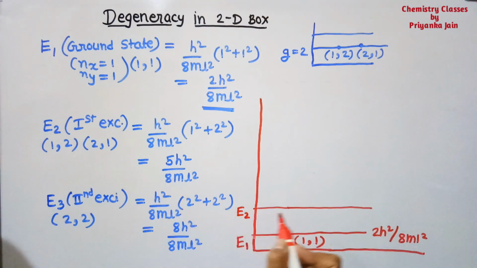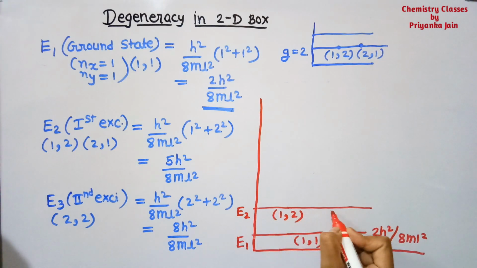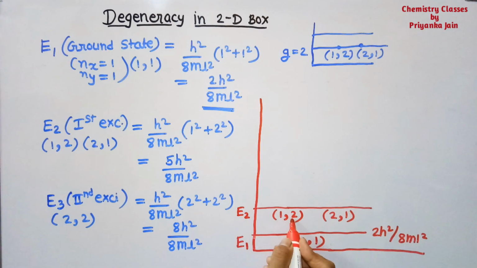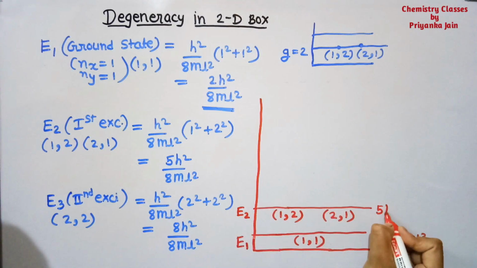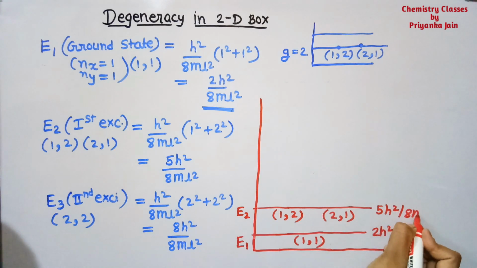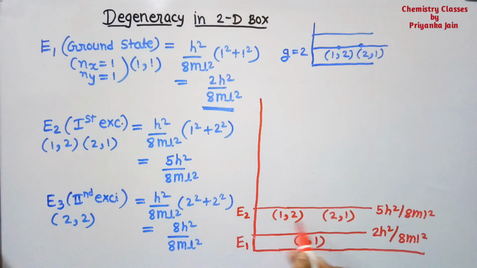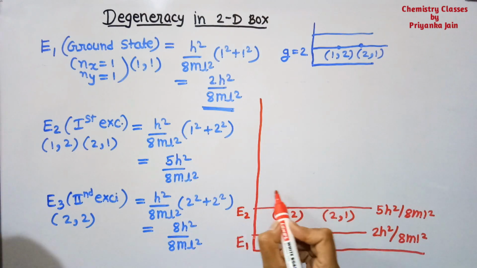As we have seen here, there are two possible numbers, (1,2) and (2,1), that is nx and ny. Two different levels are having the same energy, and the energy is 5h² upon 8mL², right? So this state is a doubly degenerate state, it means the value of g is equal to 2. So you can see here that for a 2D box the degeneracy is 2.